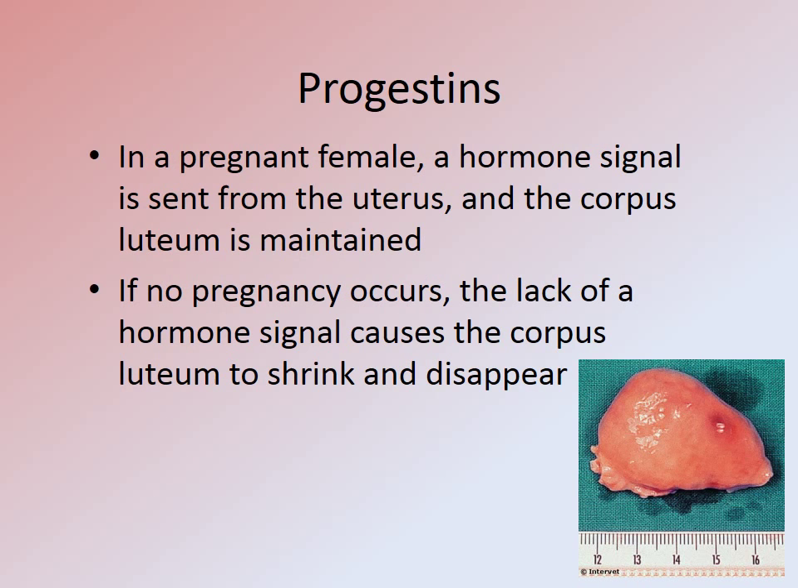In a pregnant female, a hormone signal is sent from the uterus and the corpus luteum is maintained, okay? So that means the follicle will not come back and the estrogen will not start to spike in the blood, because the CL body is going to be maintained on that ovary. If no pregnancy occurs, the lack of a hormone signal causes the corpus luteum to shrink and then disappear. And this right here is your CL body. I keep referring to it as kind of like scar tissue from that follicle. The follicle is like a big bubble that bursts, and then the egg is released, and then a CL body is formed, and that's what it looks like there.